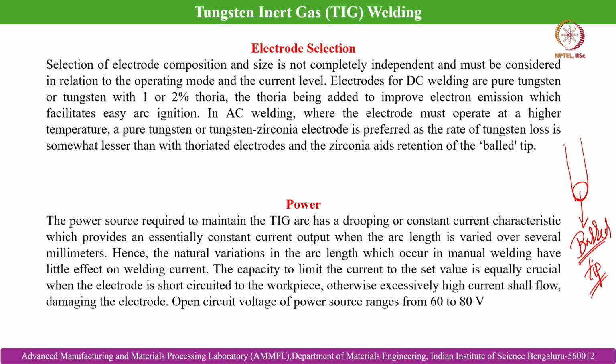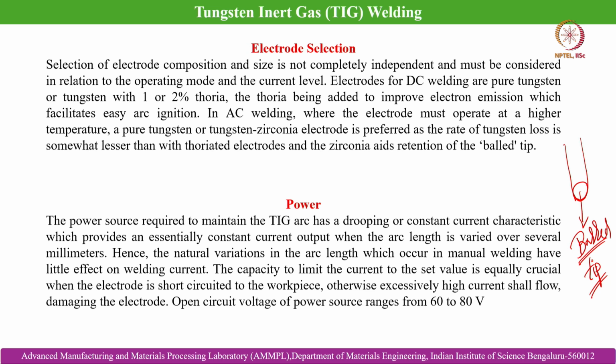So, we use drooping current characteristics for TIG welding as well. As we discussed earlier, drooping current characteristics ensure that a change in arc length does not cause much change in the welding current, so that we can ensure a continuous welding process with a consistent efficiency, consistent heat input and melting rate for joint preparation.